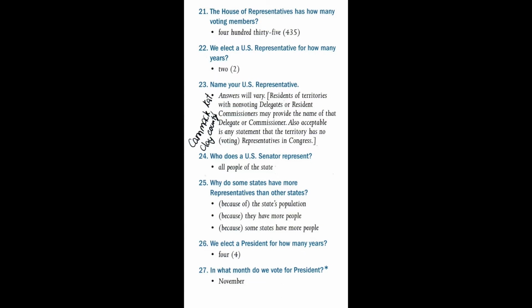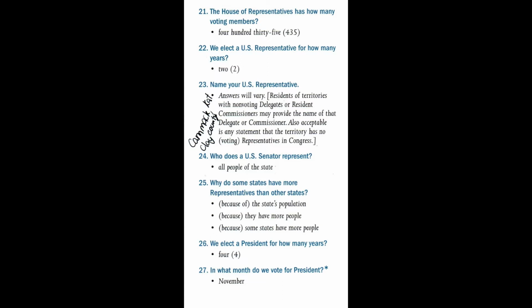435. 22. We elect a U.S. representative for how many years? 2. 23. Name your U.S. representative. Answers will vary. For Florida Clay County it is Comac Cat. 24. Who does a U.S. senator represent? All people of the state. 25. Why do some states have more representatives than other states? Because of the state's population. Because they have more people. Because some states have more people.